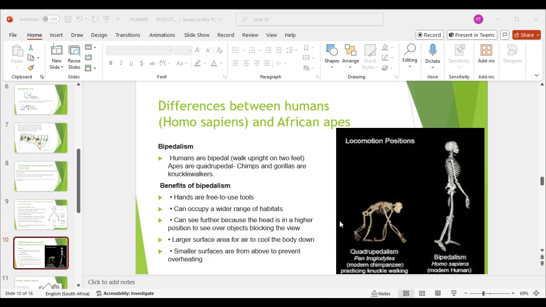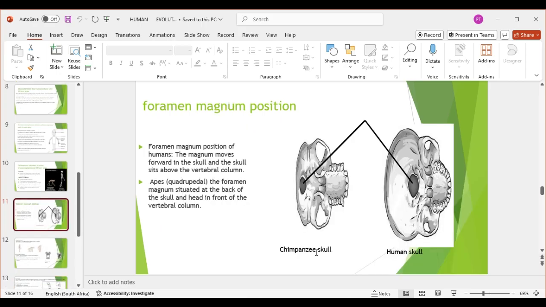So lastly, we have small surfaces exposed from above to prevent overheating. So that's the benefit of bipedalism. Remember, these are the differences.